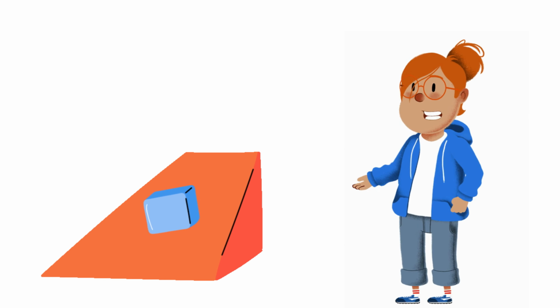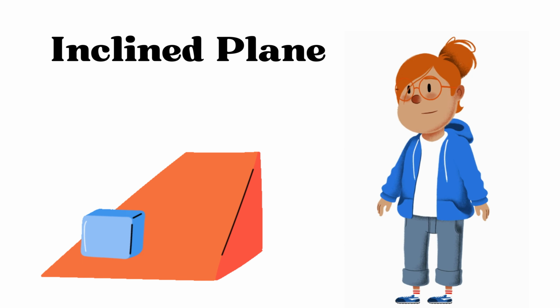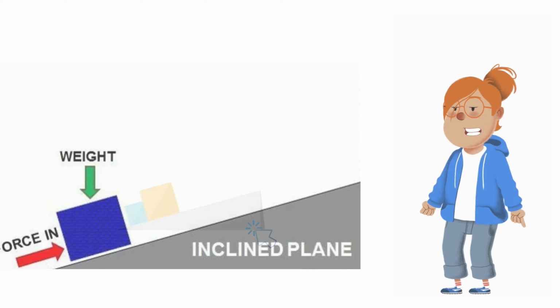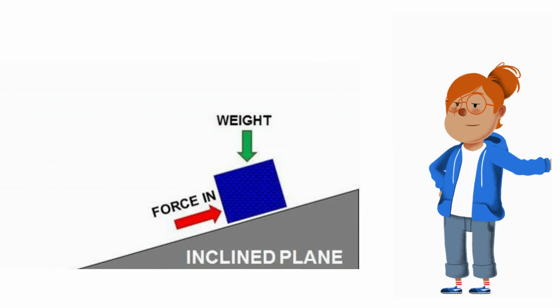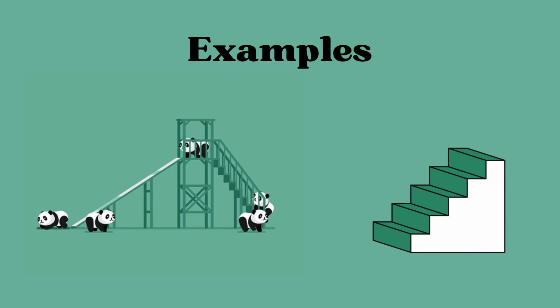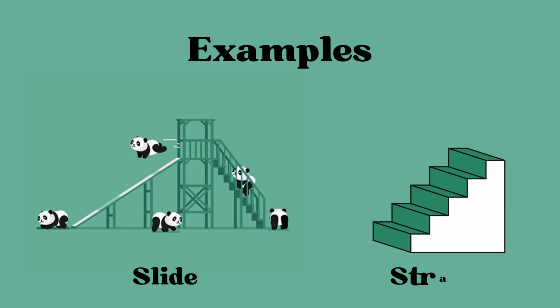Kids, next we're going to see inclined plane. An inclined plane is a flat surface that is tilted at an angle. It makes it easier to lift an object by spreading the work over a longer distance. Inclined plane examples include slide and stairs.